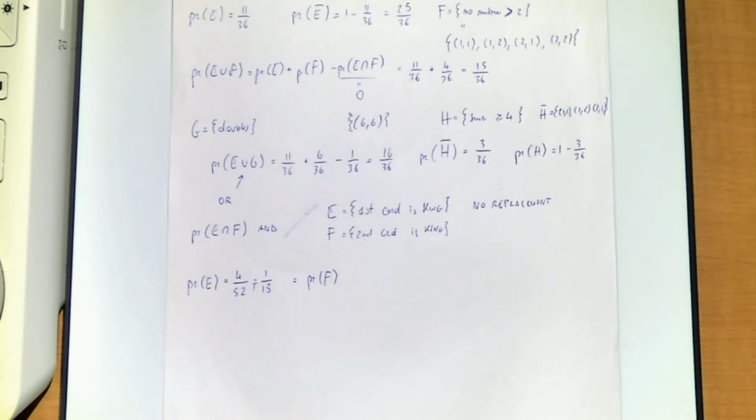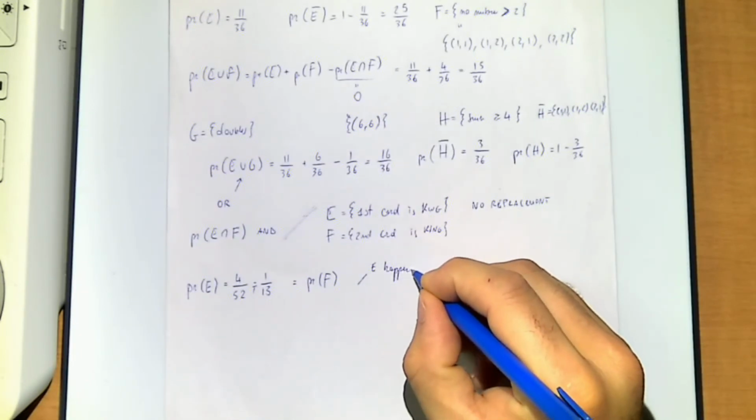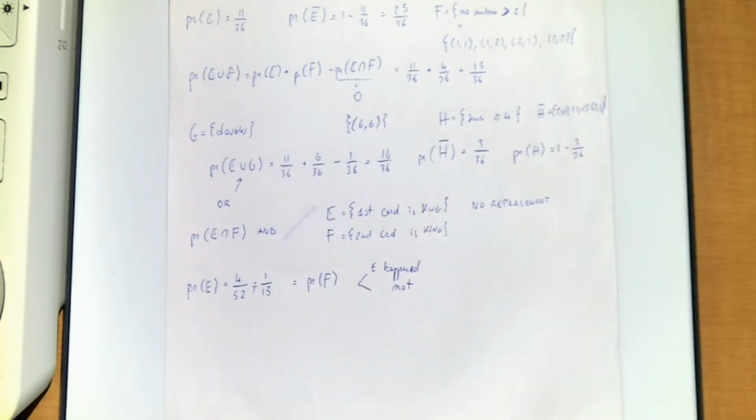Well, in fact, this is only true if I don't know anything about the first event. But if I do know that E has occurred, then I don't have 4 kings anymore. Actually, I have 3 kings only. And so we have to make a distinction in the case where E happened or not, because this considerably changes my probability. So in the vacuum, the probability of E and F is the same. But this is not the case in practice.